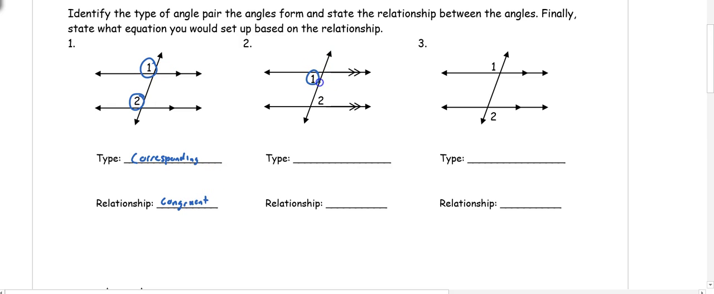Number 2, we have angle 1 and angle 2. They are between our parallel lines, which means they're on the interior, and they're on opposite sides of the line. So these are alternate interior angles. Alternate interior angles are also congruent. Number 3, we have two angles on the exterior that are on opposite sides of their transversal. So these are going to be alternate exterior angles, and alternate exterior angles are congruent.